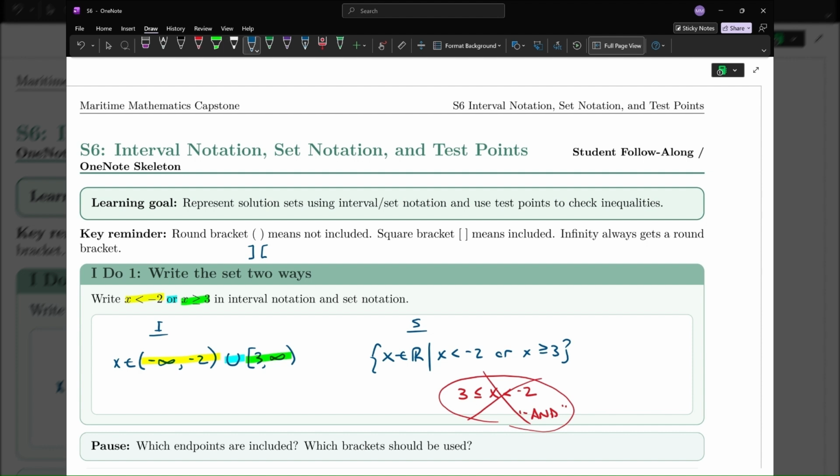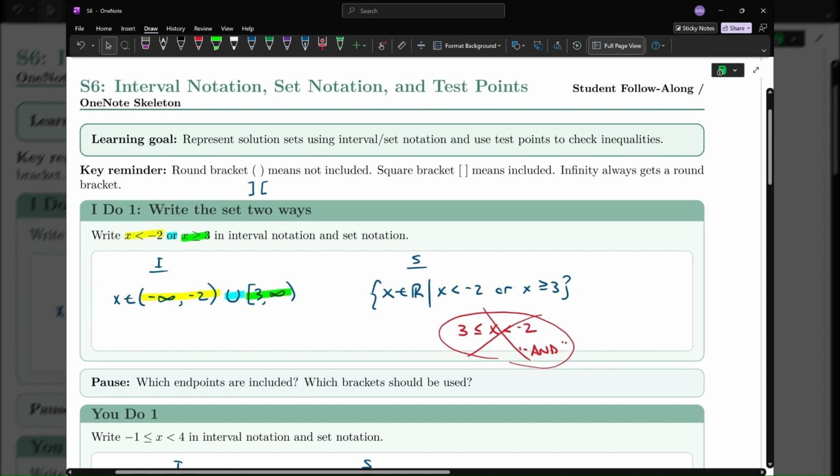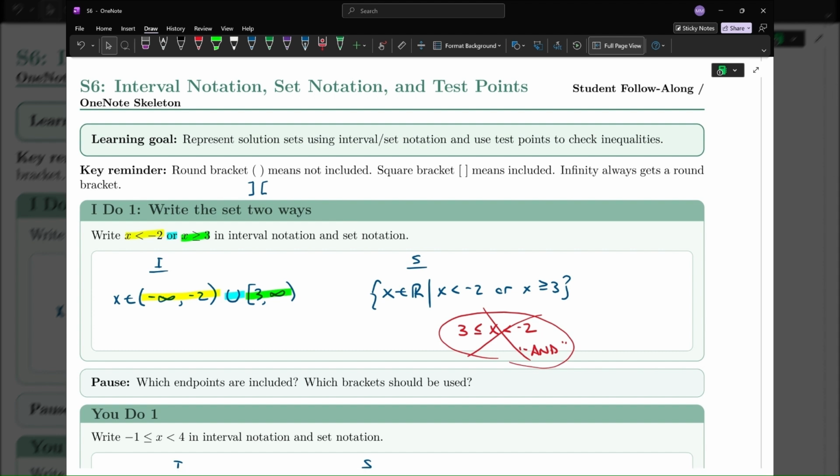Okay, I got one for you here. So you do 1. Again, pretty simple one. I'm going to give you the inequality and I just want you to write it both ways. x is at least -1 and less than 4. Write that in interval notation and set notation. Pause the video and we'll come back for the answer.